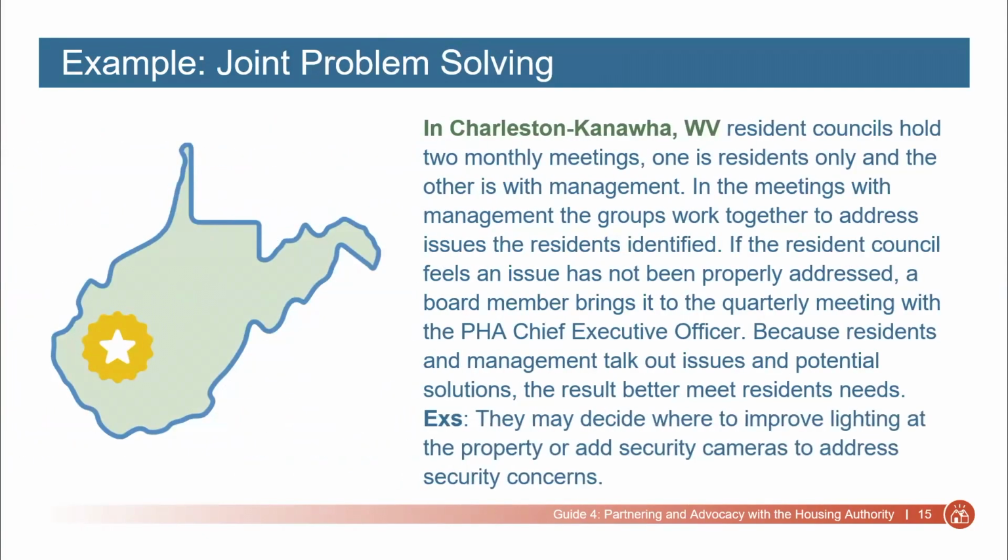Resident councils and PHAs can conduct joint problem solving. In Charleston, Kanawha, West Virginia, resident councils hold 2 monthly meetings. One is residents only, and the other is with management. In the meetings with management, the groups work together to address issues the residents identified. If the resident council feels an issue has not been properly addressed, a board member brings it to the quarterly meeting with the PHA executive officer. Because residents and management talk out issues and potential solutions, the result better meets residents' needs. For example, they may decide where to improve lighting at the property or add security cameras to address security concerns.